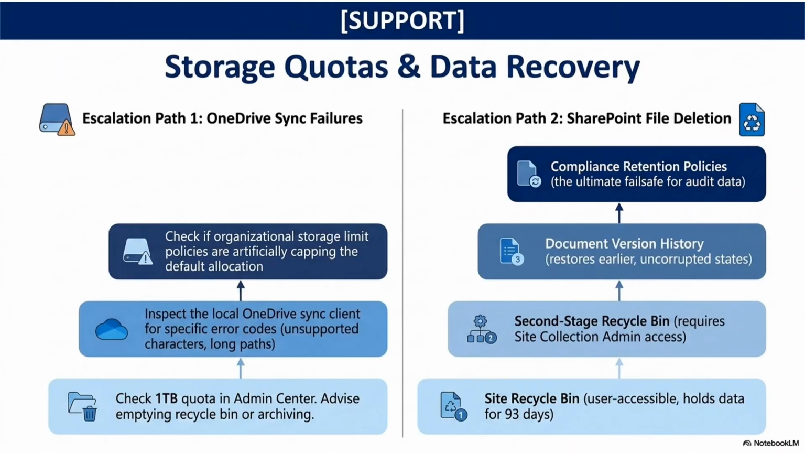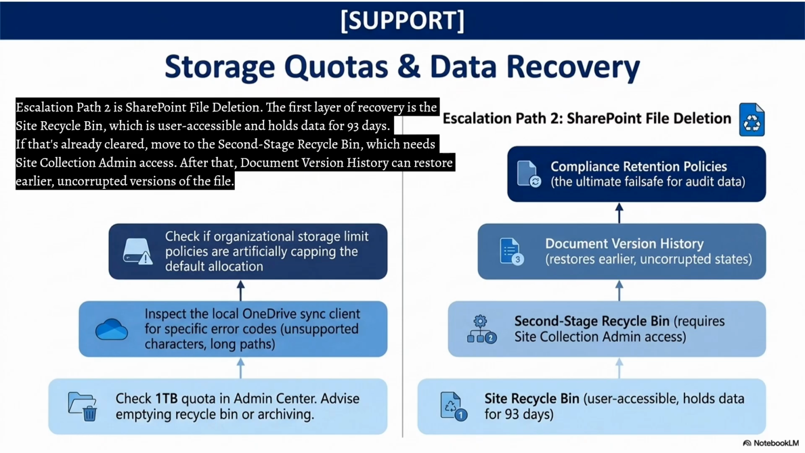Number 8. Storage quota and data recovery. This comes under the support category. Storage and recovery tickets are extremely common, so let's break down two escalation paths. Escalation path 1 is OneDrive sync failure. Start by checking the 1 TB quota in the admin center and advise the user to empty their recycle bin or archive old files. If that does not fix it, inspect the local OneDrive sync client for specific error codes, things like unsupported characters in file names or paths that are too long. If it is still not resolved, check whether organization storage limit policies are artificially capping the default allocation.